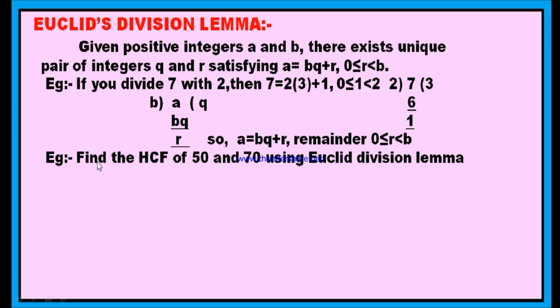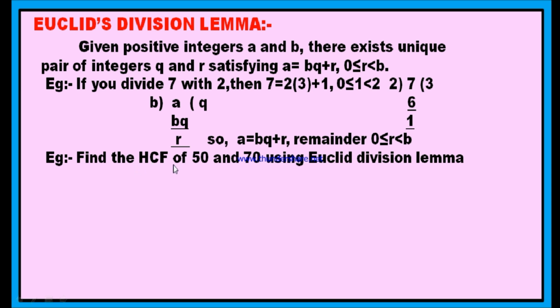Now, let us find the HCF of 50 and 70 using Euclid's division lemma. It is a very important model as far as the public exams are concerned. Look at the question again. Find the HCF of 50 and 70 using Euclid's division lemma.